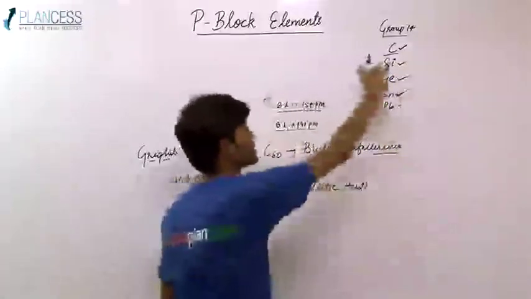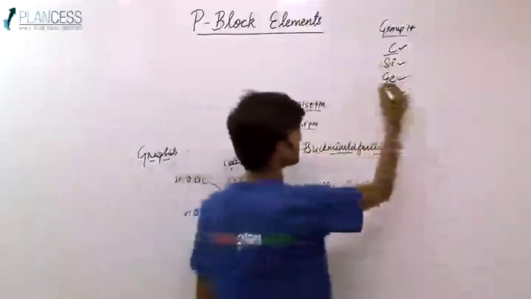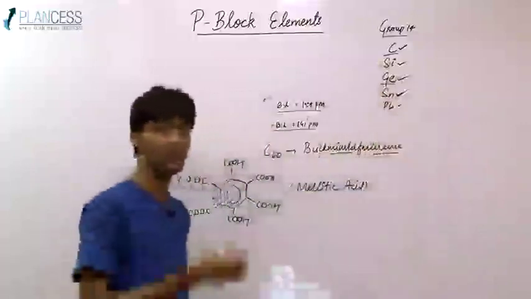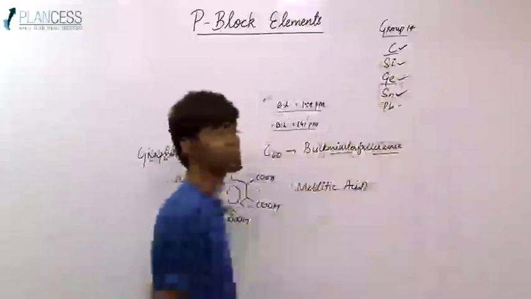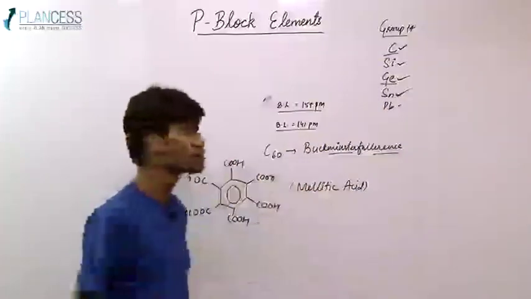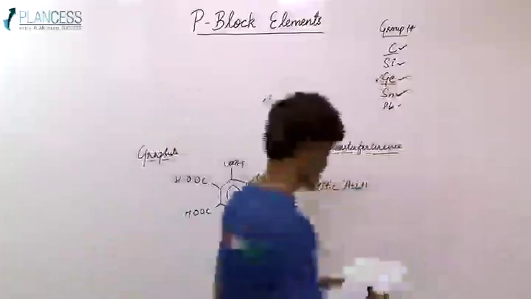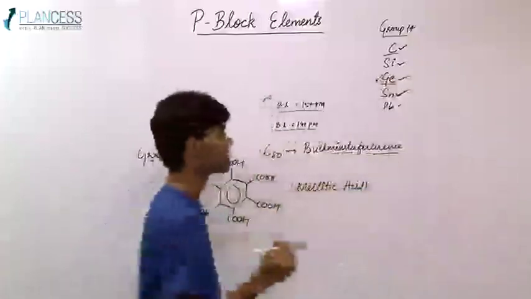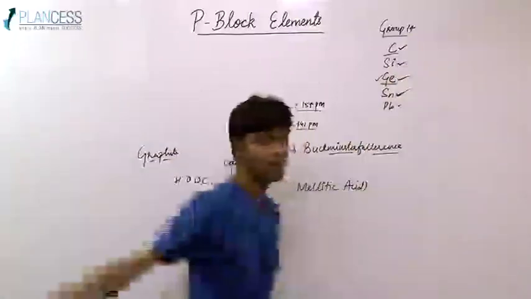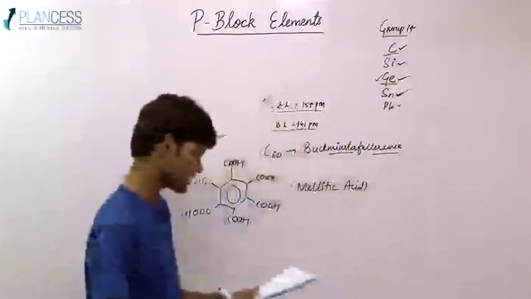Both have the diamond-like structure. Germanium has a property that it expands when liquid germanium is turned into the solid state. It is a very peculiar or unique property of germanium, bismuth and gallium, that the liquid expands when it is turned to the solid state.